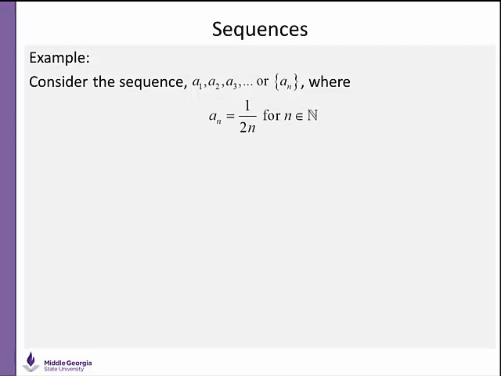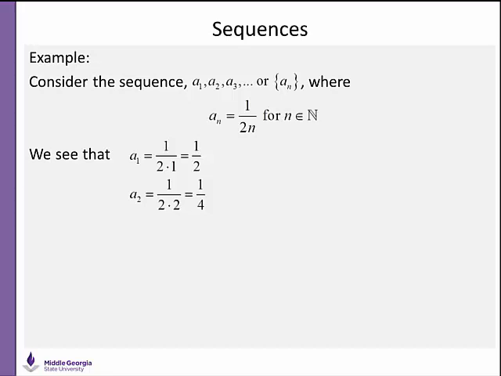Example: consider the sequence where a sub n is defined by the statement a sub n equals 1 over 2n for n an element of the natural numbers. We recall that the natural numbers are the counting numbers starting with 1, 2, 3, 4, and so on. We see that when n is replaced by 1, we have a sub 1 equals 1 over 2 times 1, which equals 1/2.